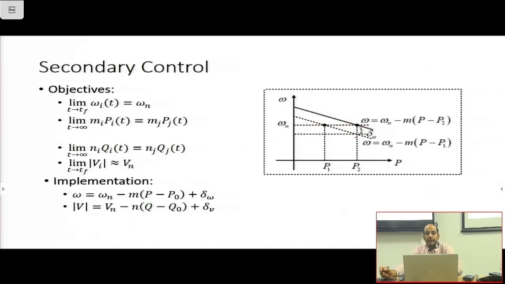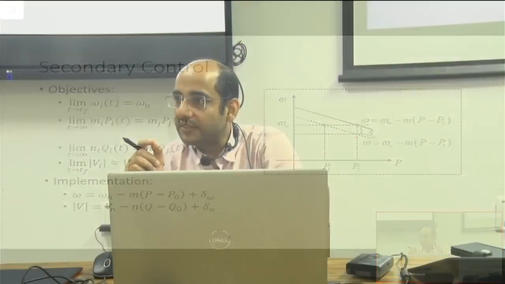So the objective of the secondary control is this: limit t tends to infinity, omega i equal to omega nominal. That means within a finite time, your frequency should be restored to nominal. And limit t tends to infinity, mi pi equal to mj pj. That means somewhere at steady state.